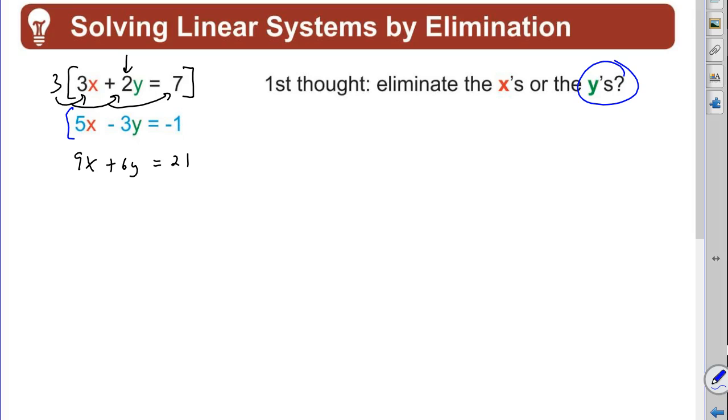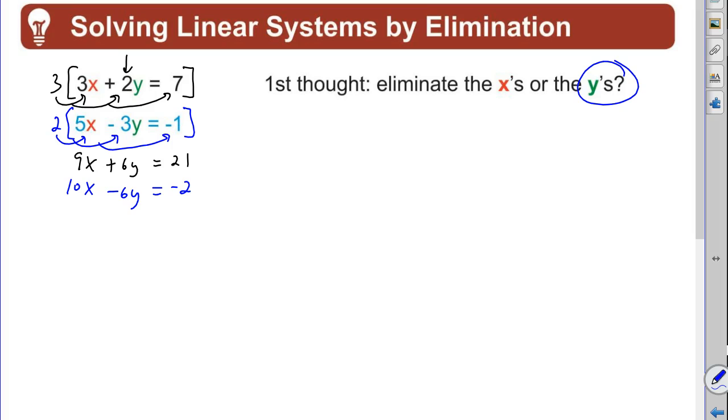Now let's deal with the blue equation. And again, I need to get it to be a negative 6y. So I'll multiply it by 2. So 2 times 5x is a 10x. 2 times a negative 3y is a negative 6y. Good, that's what I wanted. And don't forget the other side. And this is a negative 2.